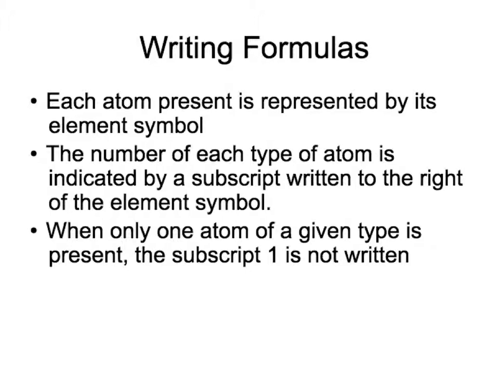As we go through and write some of these formulas, make sure that you are writing the symbol correctly. It's either a capital letter or a capital letter and a lowercase letter, one of the two. It's never two capitals, so be careful how you write that. And if we want to indicate how many, it's a subscript. So this indicates that there are 2 chlorines and that there's nothing there, but it's indicated that there's 1 calcium.